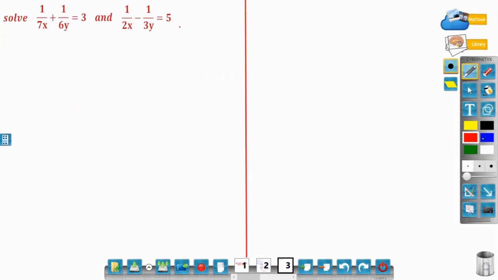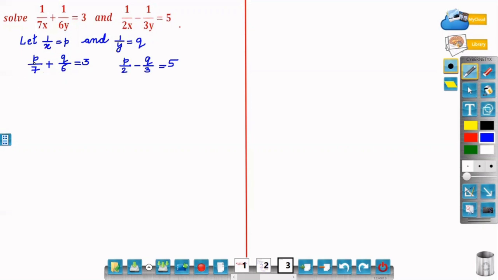So here take 1 by x is equal to p and 1 by y is equal to q. So the first equation becomes p by 7, 7 is in the denominator, plus q by 6 is equal to 3. And the second equation becomes p by 2 minus q by 3 is equal to 5.